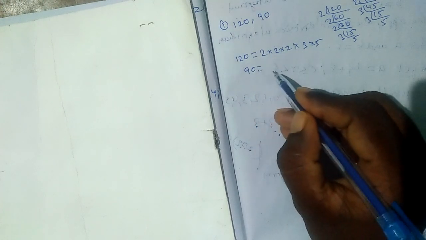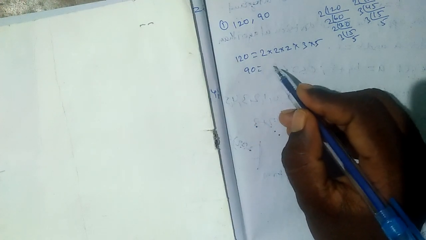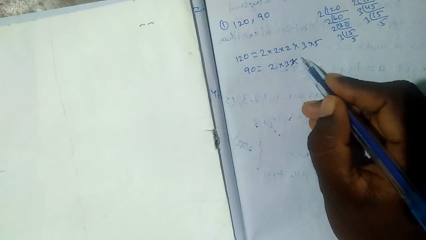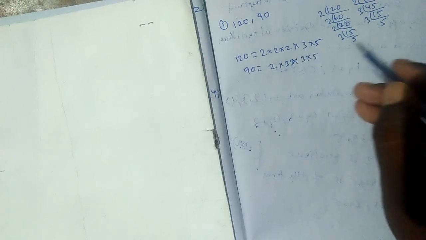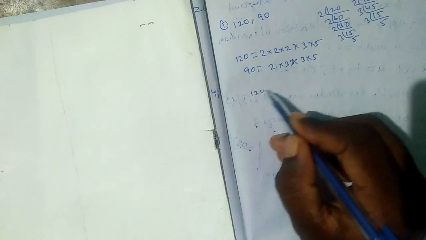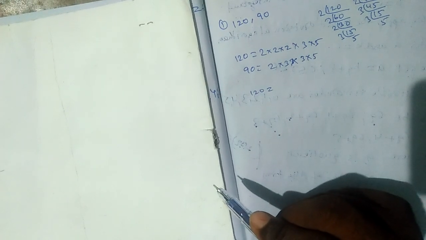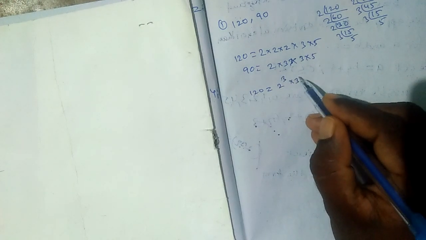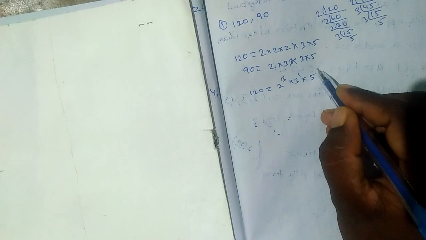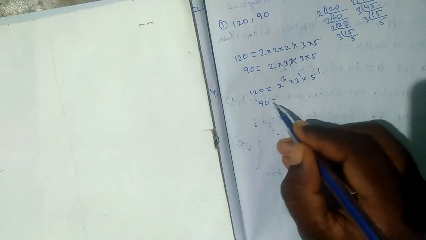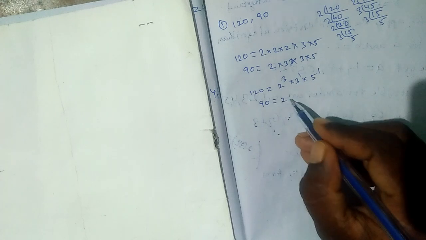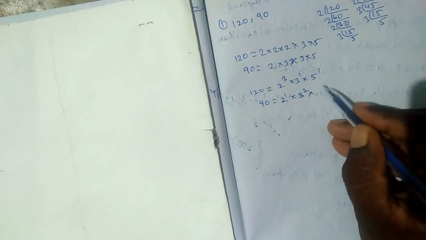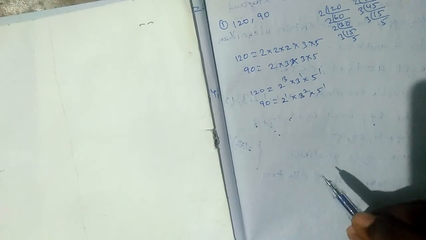90 is equal to 2 into 3 into 3 into 5. So 120 is equal to 2 cube into 3 to the power of 1 into 5 to the power of 1. 90 is equal to 2 power 1, 3 square into 5 to the power of 1.